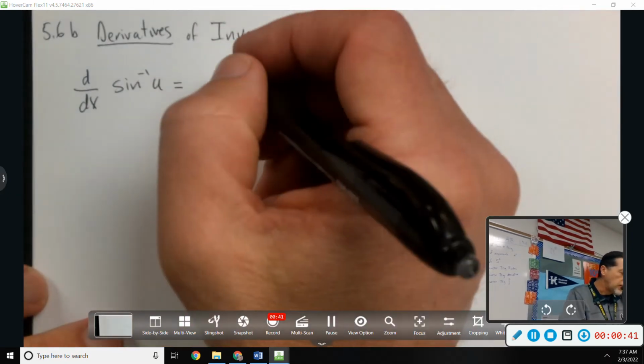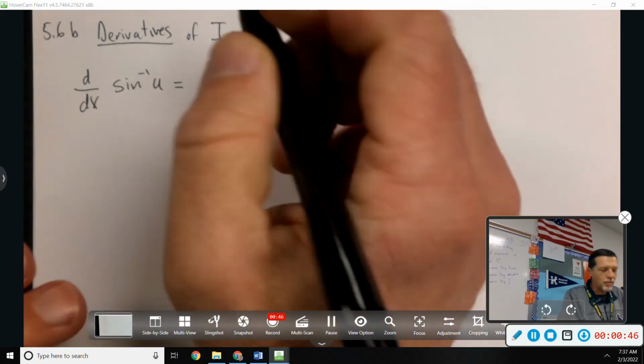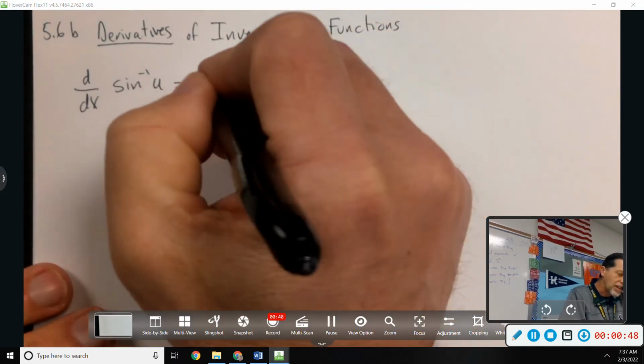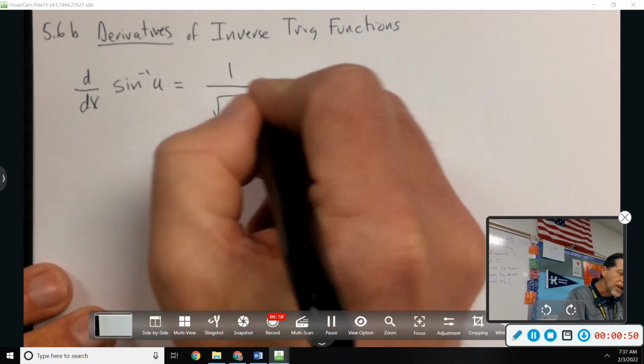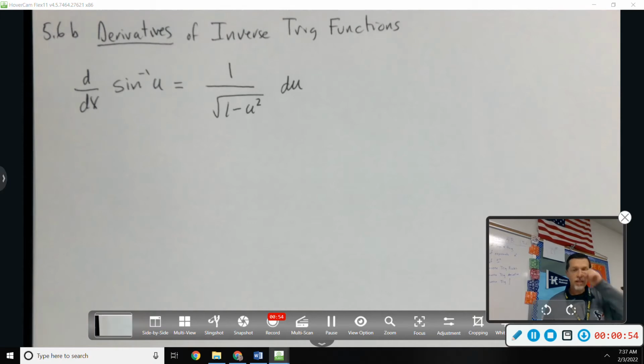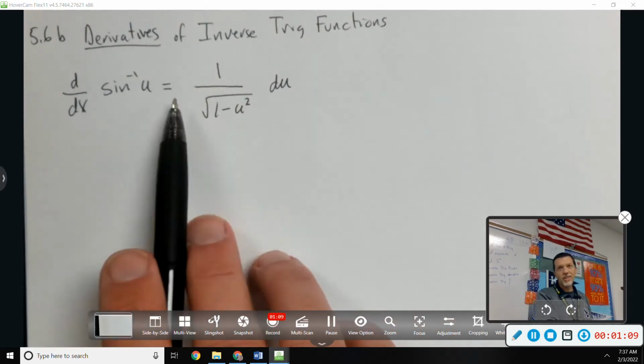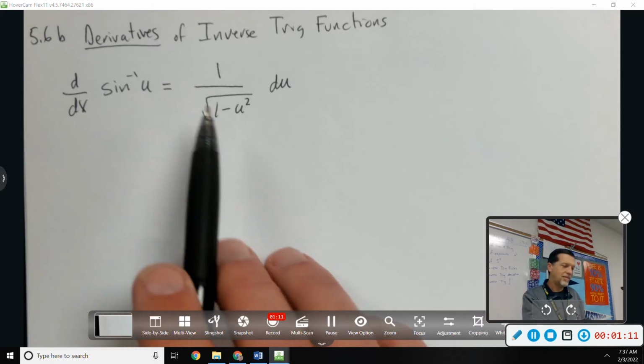So the derivative of inverse sine, there is a way you can come up with this, but most of the time this is one of those just trust me things. You don't want to see how it came about. 1 over square root 1 minus u squared du. The du thing is the chain rule. The main rule is the 1 over square root 1 minus u squared. So that's kind of tricky. That's new, different.